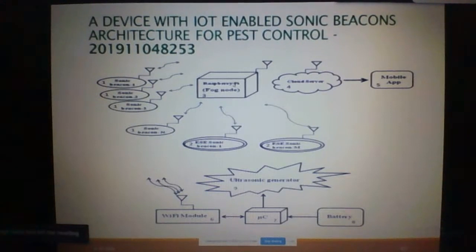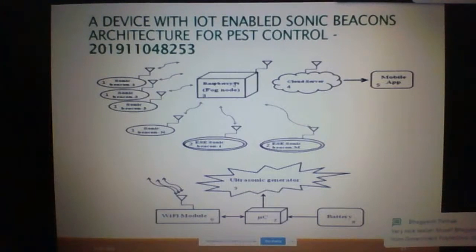Another is the IoT enabled sonic beacons architecture for pest control. As you are aware, there are many warehouses where a lot of material is stored, and insects cause a loss of the material. So one physics faculty member had in mind that I can solve this problem by putting sonic beacons in that store. Okay, insects. So this is the architecture of the whole process.